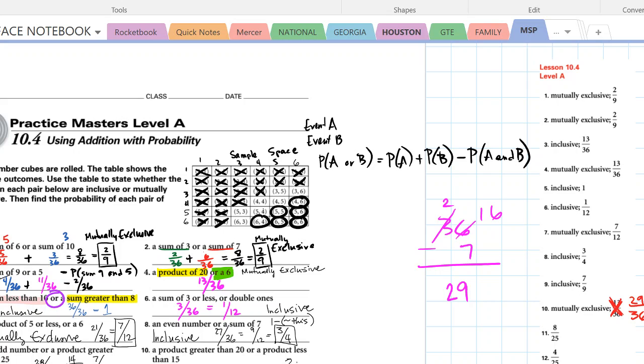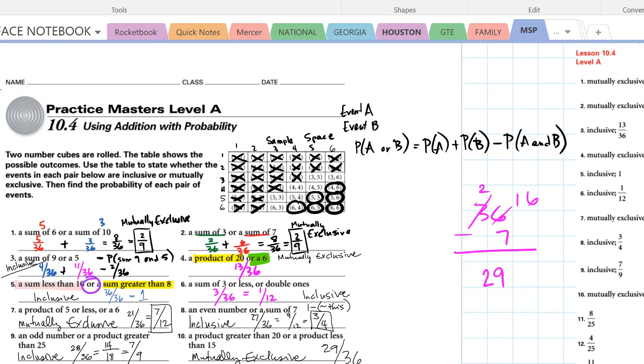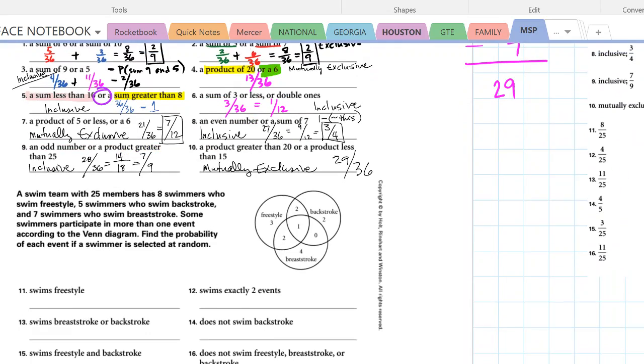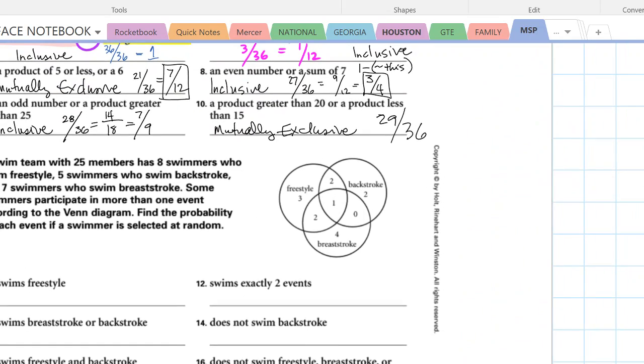So that's 29 out of 36. And that is incorrect on your answer key. That's just a publisher's answer key, but just be careful about that. Okay, and so those are your answers. Fix number 10 on your answer key, and let's take a look really quickly at these.